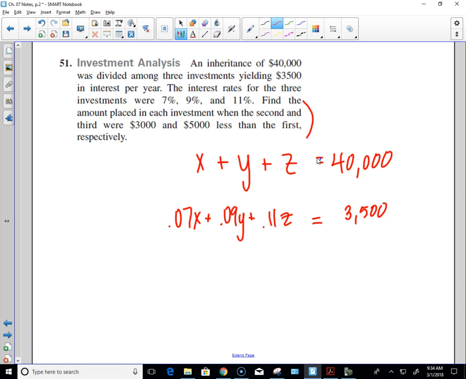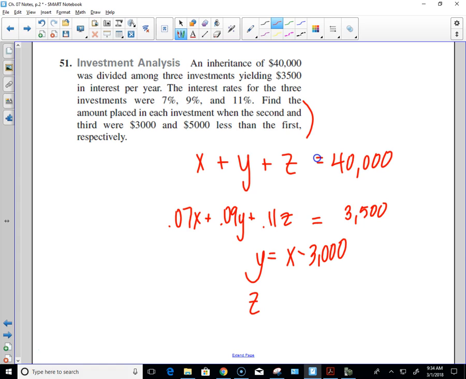So the second, which would be y, is 3,000 less than the first. So x minus 3,000. Does that make sense? The second is 3,000 less than the first, and the third is 5,000 less than the first.